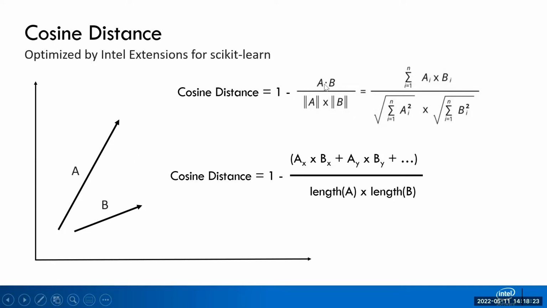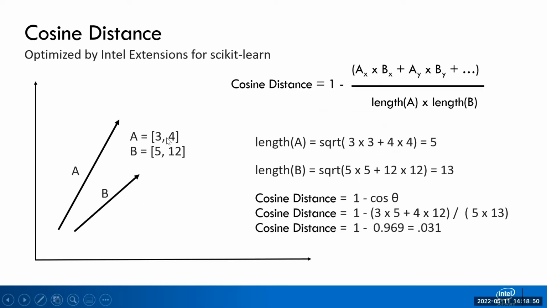So the cosine distance is based on the dot product of two vectors, A and B, divided by the lengths of the vectors. The dot product is simple to calculate: ax times bx plus ay times by. The length we'll see in an example here. Vector A has 3 and 4, and B has 5 and 12, and we're calculating the dot product here. So the distance is 1 minus cos theta.